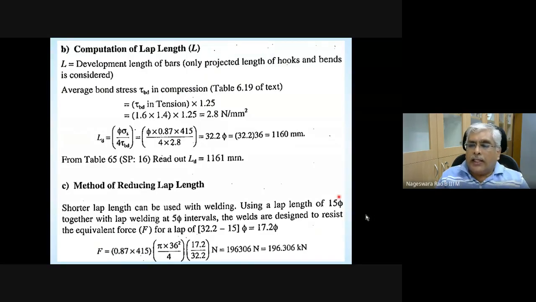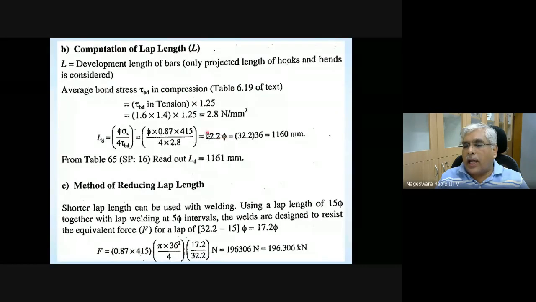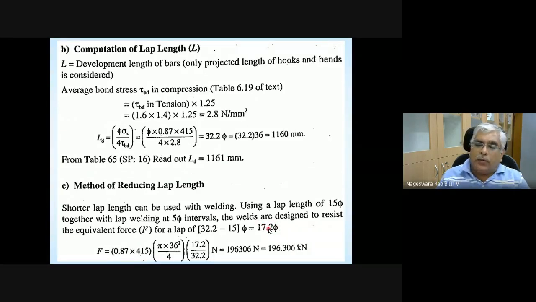Okay, so you can see here basically this development length turns out to be 32.2 times the diameter, out of which we are planning to have a lap length of 15 times diameter. So 32.2 minus 15, that is 17.2 times diameter of the bar. This much lap length we are missing. So what is the force corresponding to this lap length? That we need to compensate with the weld. So that is what is calculated here.